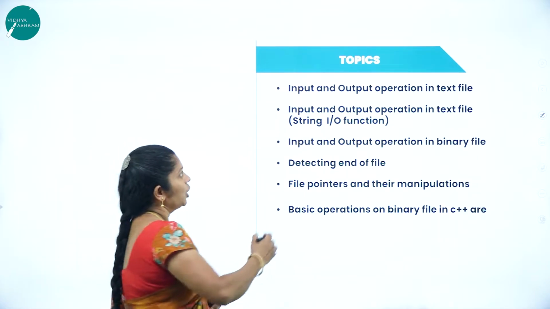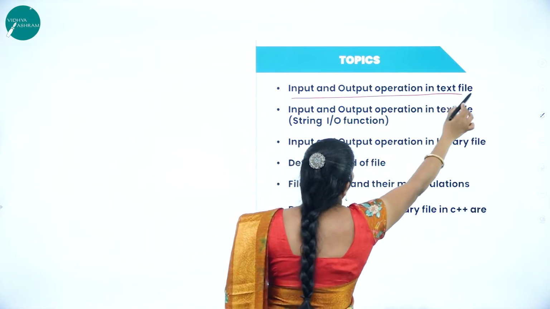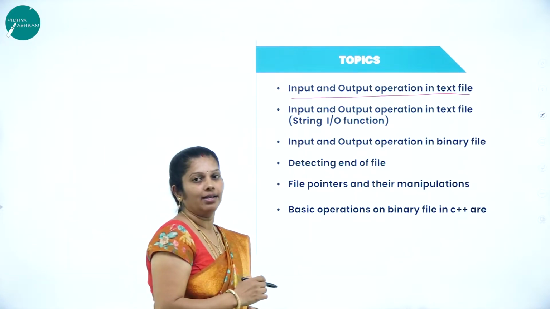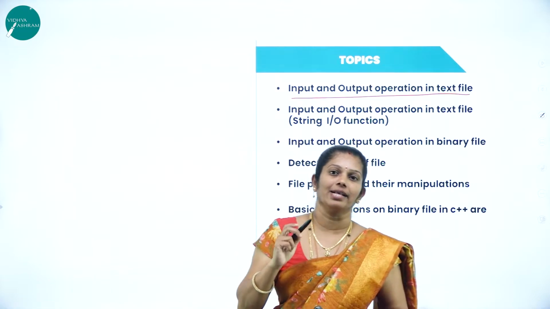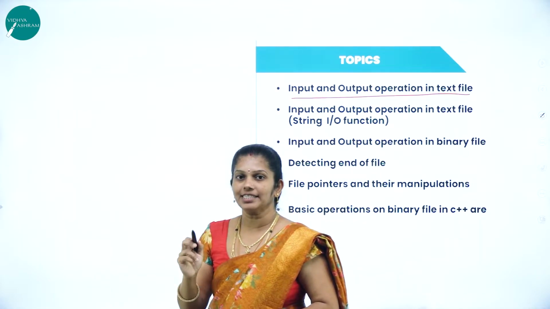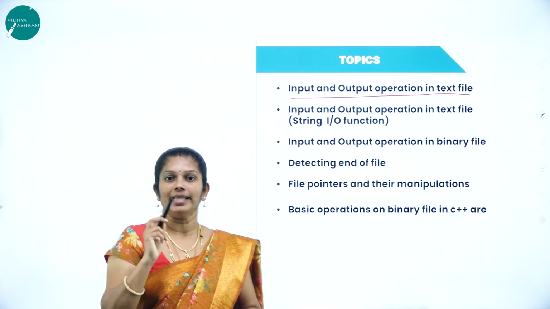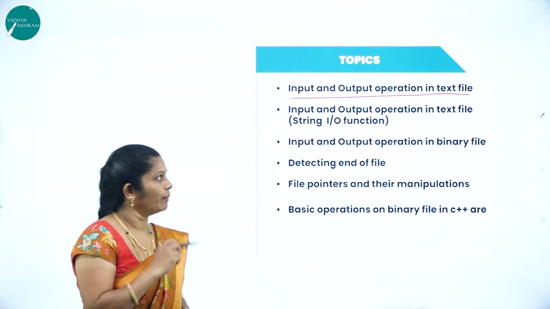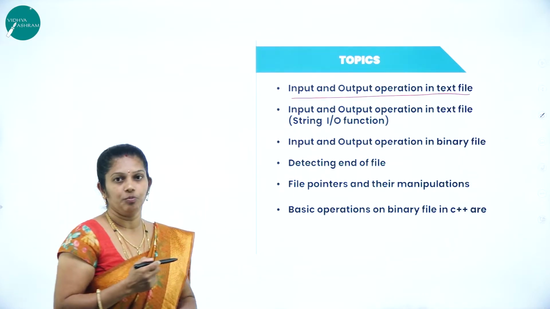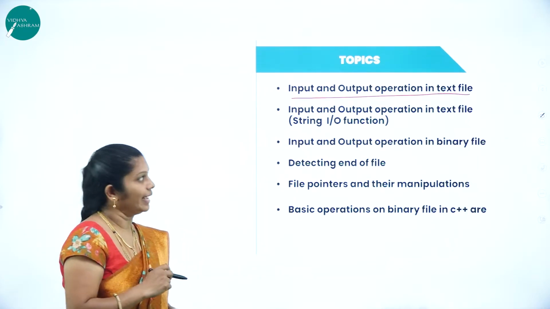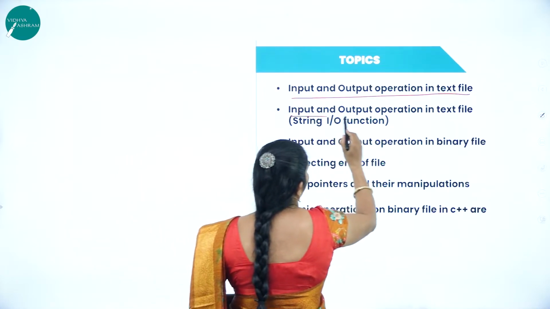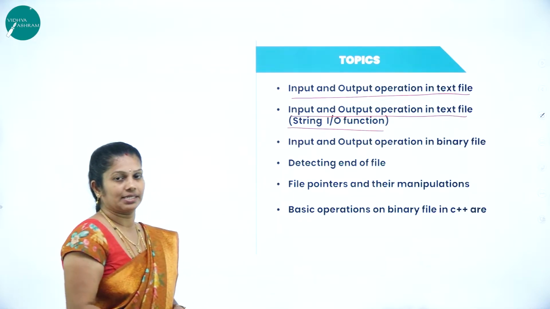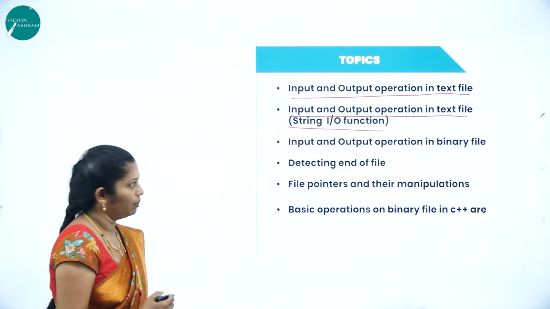In today's class, you will come to know about input-output operations in the text file. I told you there are two types of files, text file and binary file. In a text file, information will be stored in ASCII format, whereas in a binary file, information will be stored in binary format. Then how exactly input-output operations can be performed in a text file, especially the string input-output functions.